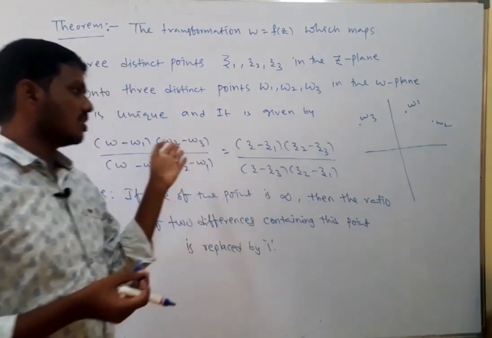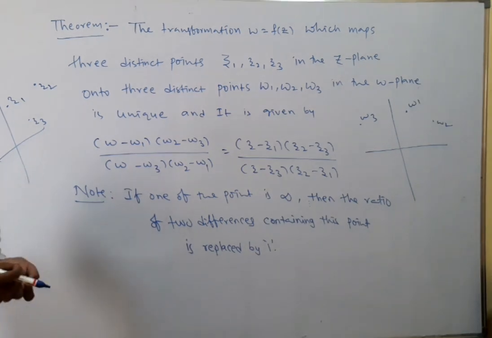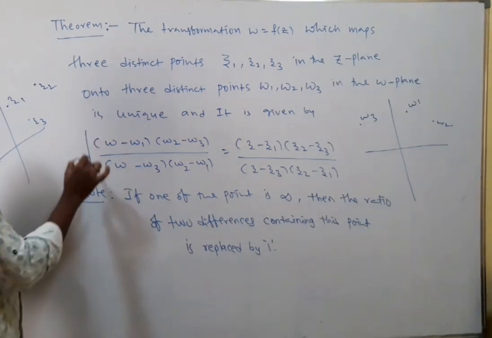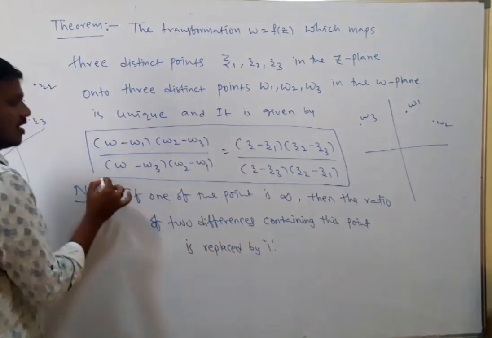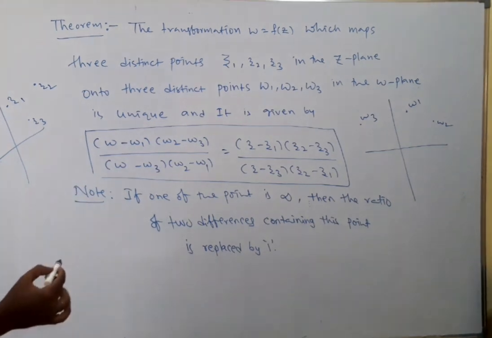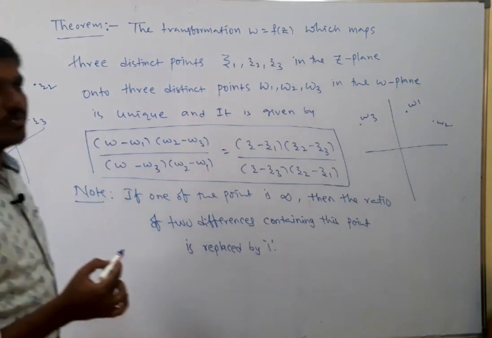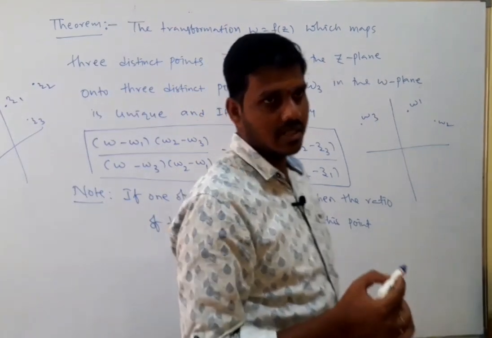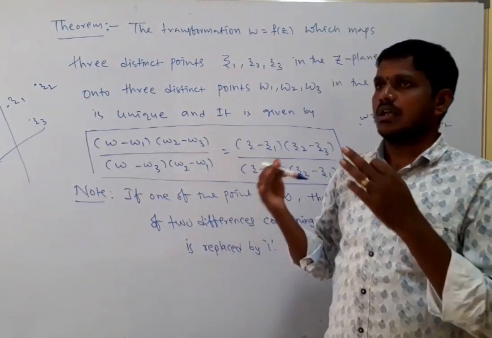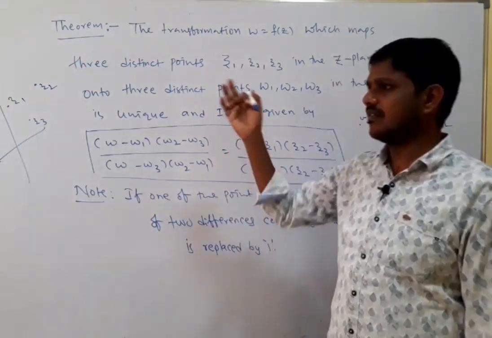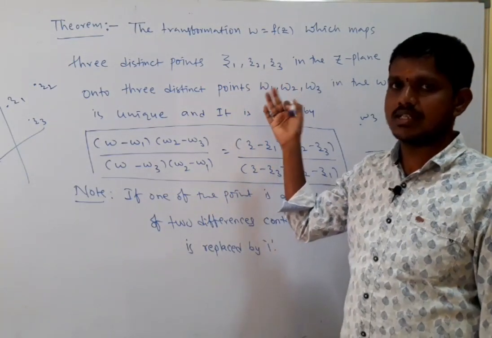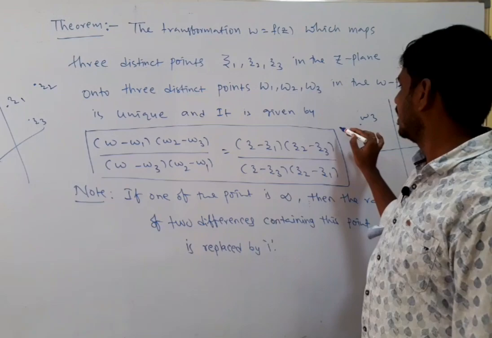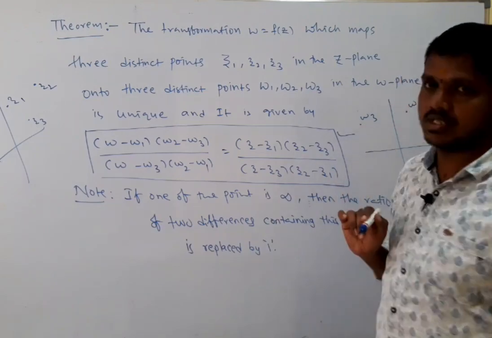Yes, from this, if you substitute z1, z2, z3, w1, w2, w3 in this formula, you will get the bilinear transformation in the form W is equal to f of z is equal to az plus b divided by cz plus d, right? When the correspondence of z1, z2, z3 and w1, w2, w3 is given in the problem, we can find the required bilinear transformation by using this formula.